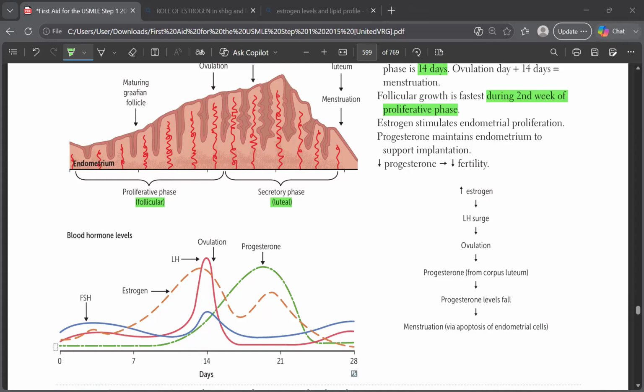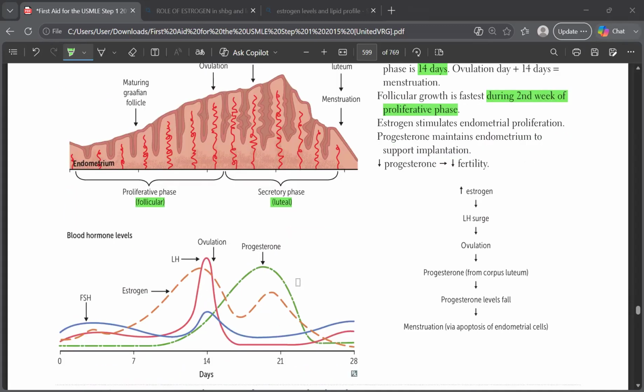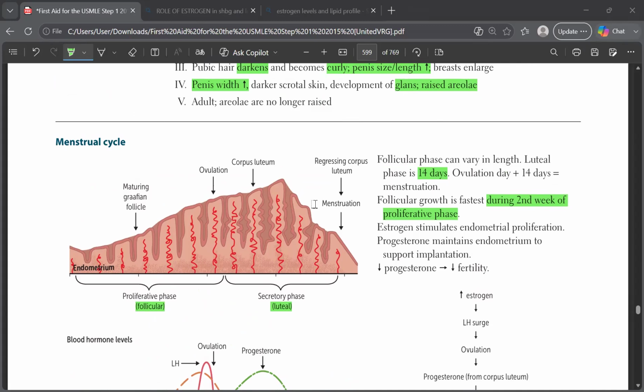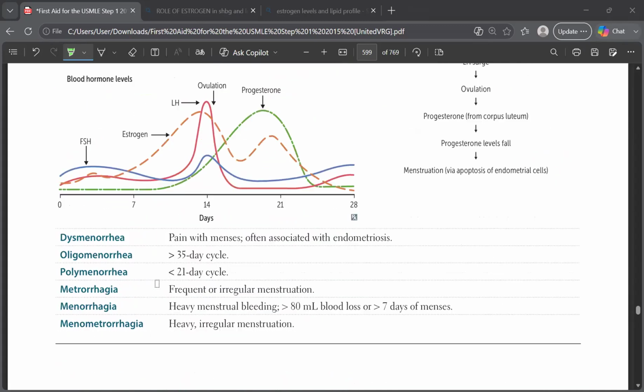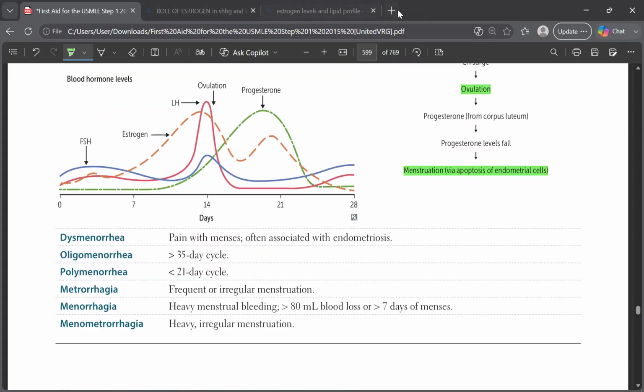And then there's progesterone, which has a pretty simple pathway. It just increases after the corpus luteum has started forming and secreting progesterone, and then it dips when the corpus luteum regresses. So, about estrogen, the increase in estrogen right here is responsible for the LH surge, they say. And this LH surge causes ovulation, and this ovulation causes progesterone to be secreted from the corpus luteum. And as the progesterone levels fall, there is menstruation by apoptosis of the endometrial cells. All right.